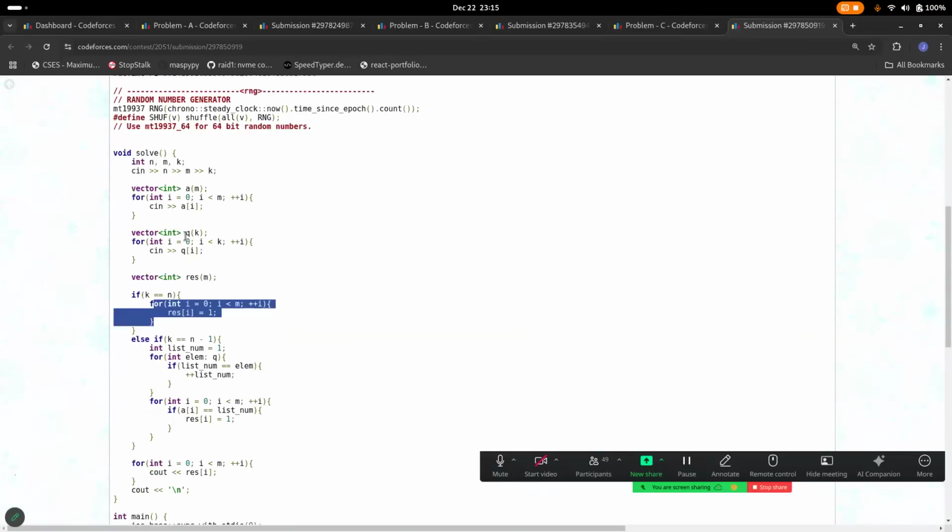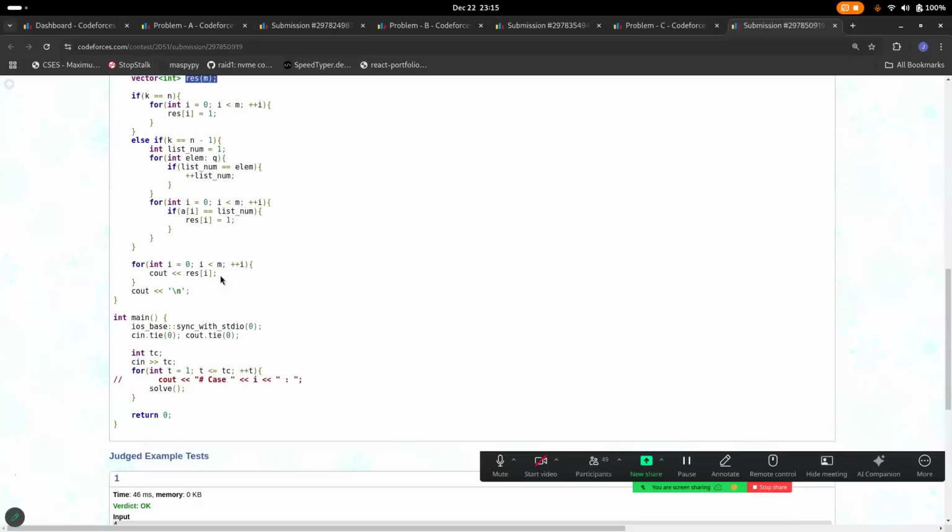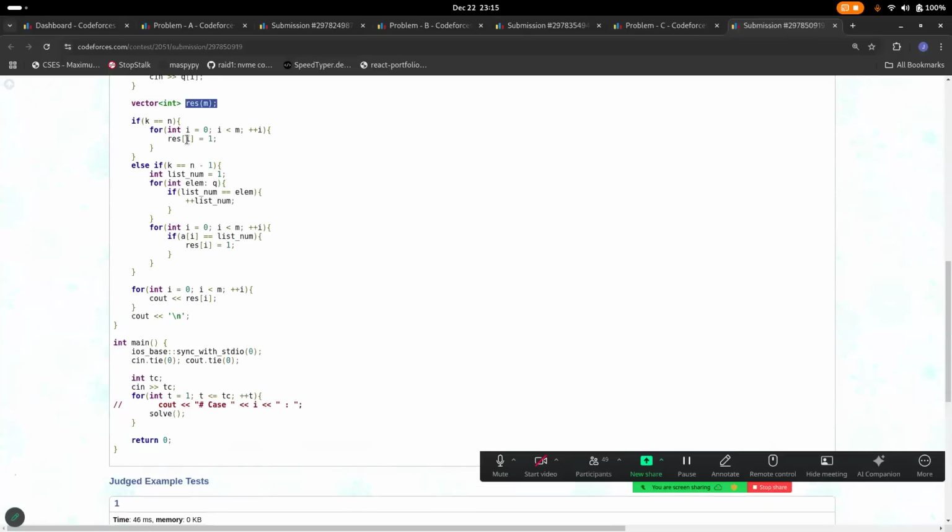If k is less than n minus 1, then we don't really need to do anything because by default all vector elements are set to 0. So that condition is handled by default. If k is equal to n minus 1, in this case, you could have exactly one list which can be solved. So let's just say that the problem number which is not present in all the problems that we can solve, that's equal to 1.